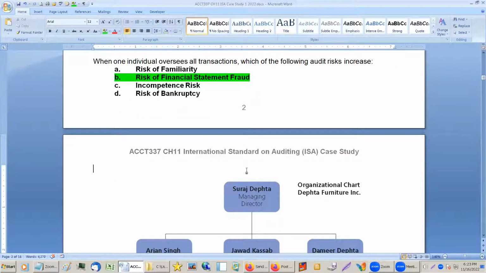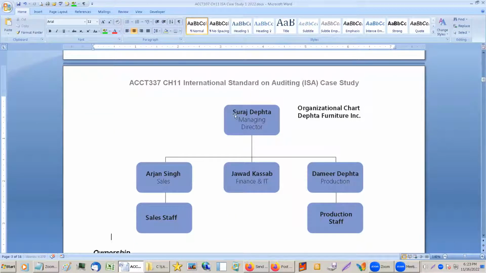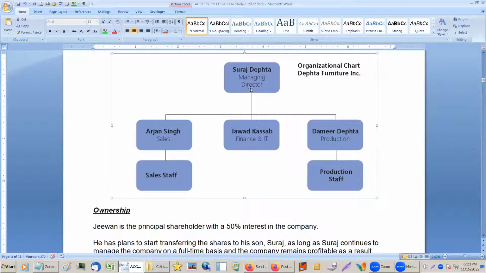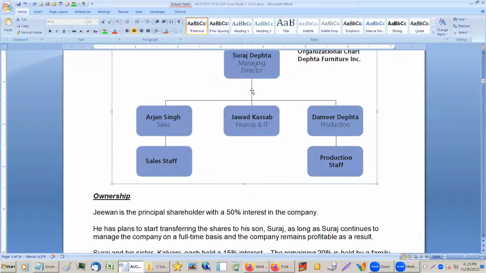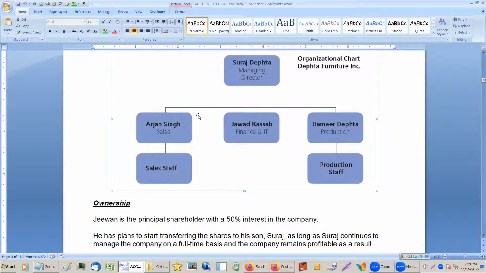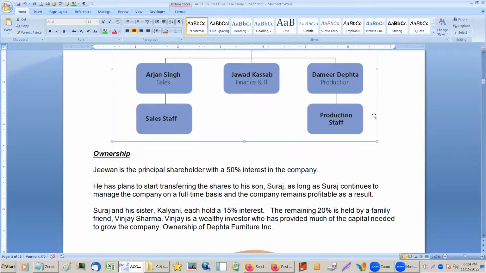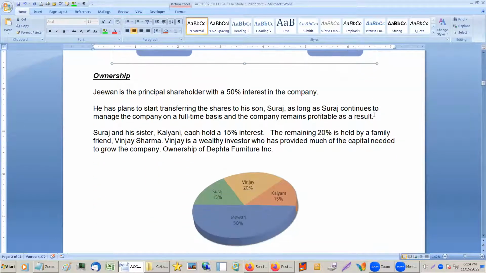Okay, and here is the chart. So Suraj is the managing director. Arjan is head of sales. Duad, finance, and Demir is the production. Okay, ownership.